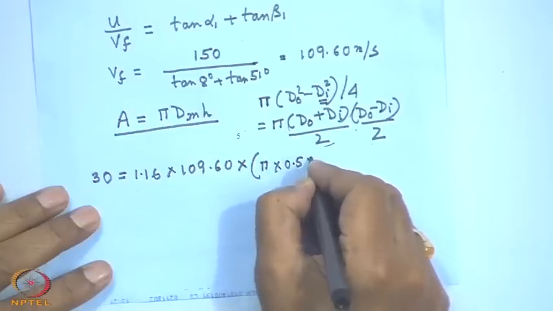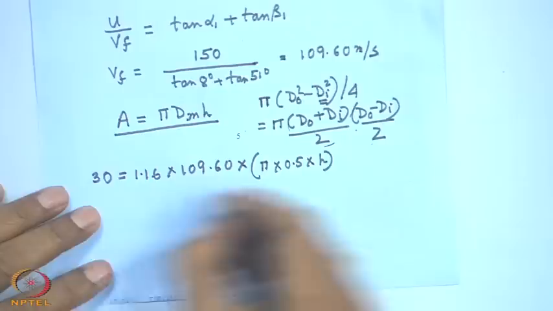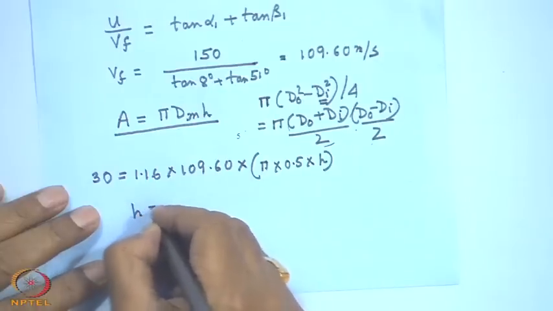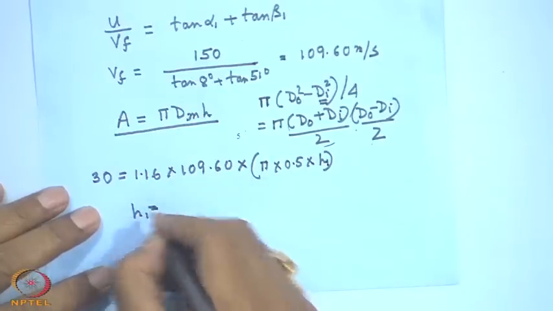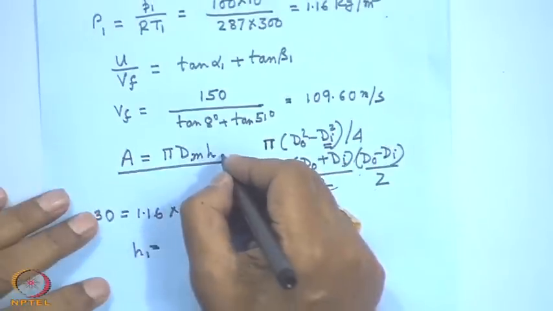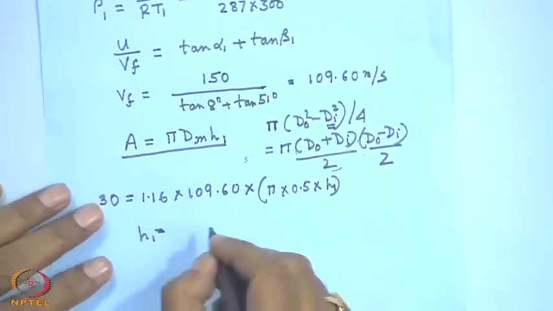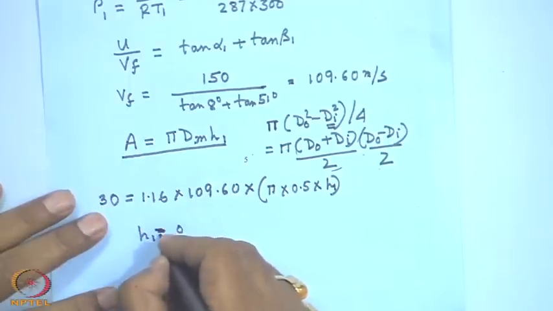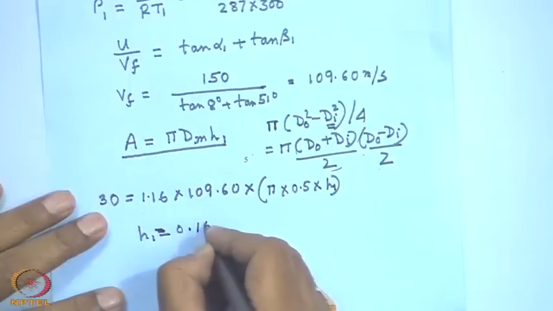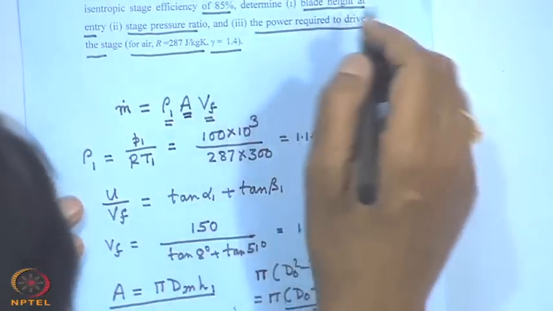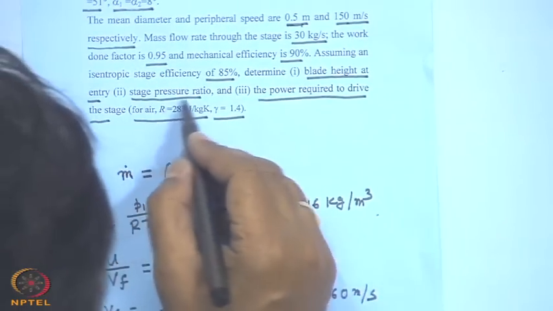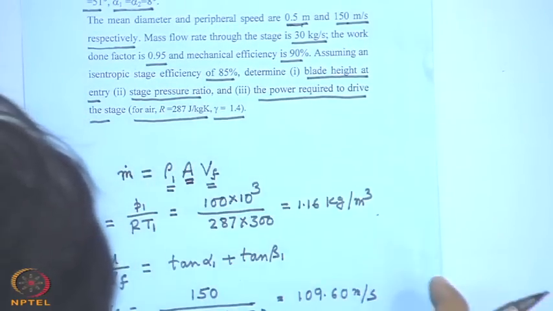So, the only unknown is the blade height h, which is h1, the blade height at the inlet. So, h1 is 0.15 meter. The first part is over: the blade height at entry. How to find out the stage pressure ratio?